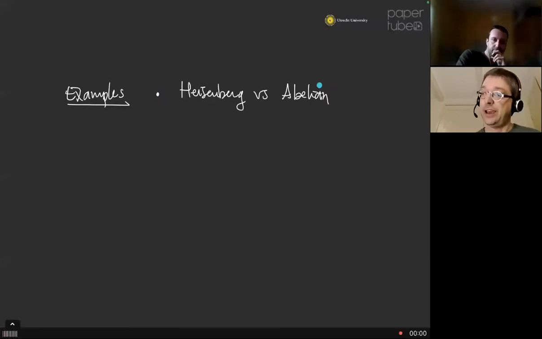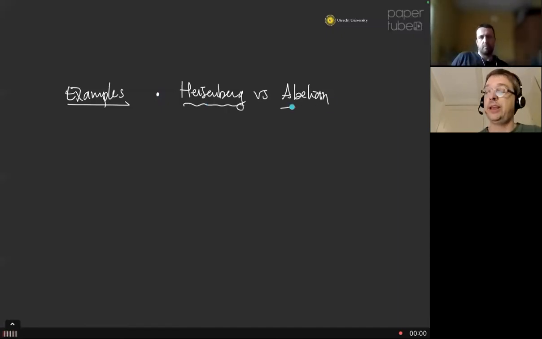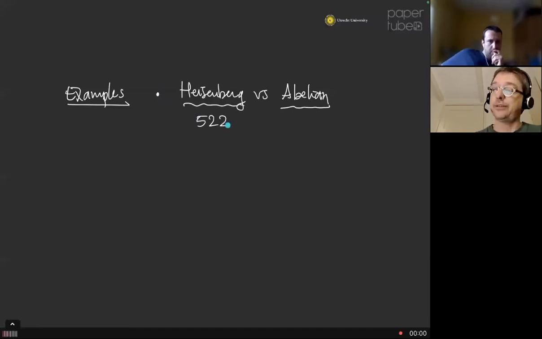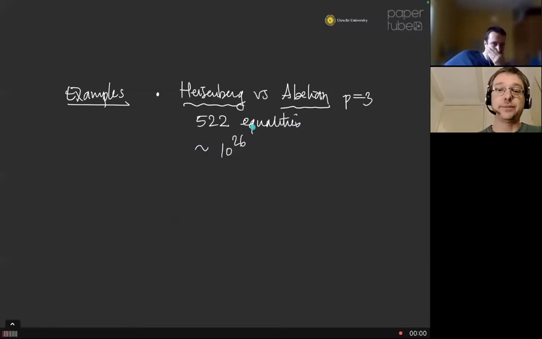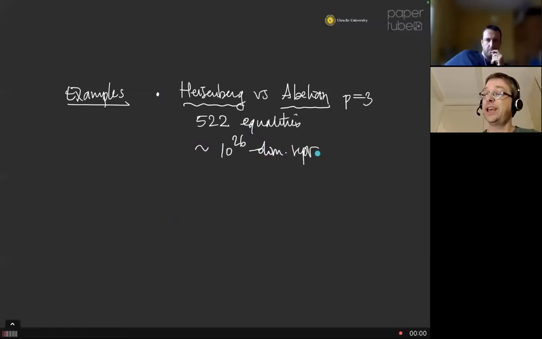Okay, good. Example. I was just going to show you some numerics. So if you do the Heisenberg versus Abelian case, what you need to check, if I compute it correctly, is 522 equalities for p equal to 3. And the dimension of the representation is approximately 10 to the 26. So maybe I said explicit, but let me not use the word manageable in this case. The reason why Heisenberg versus Abelian is maybe very bad, I don't think 522 is so bad, but this is maybe bad. This is for some Galois theoretic reason.